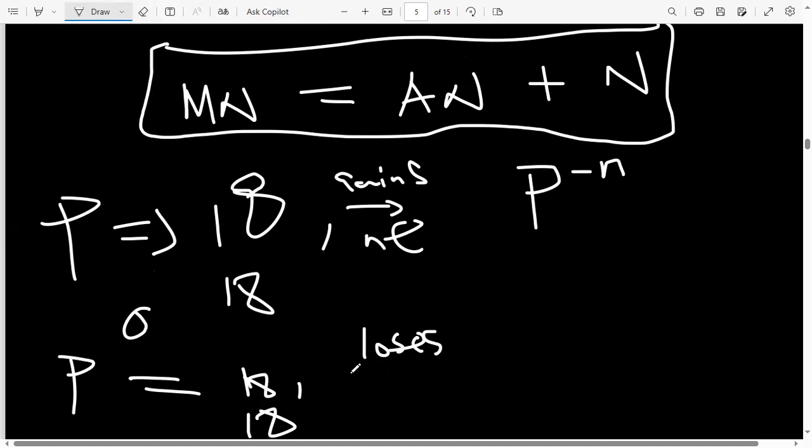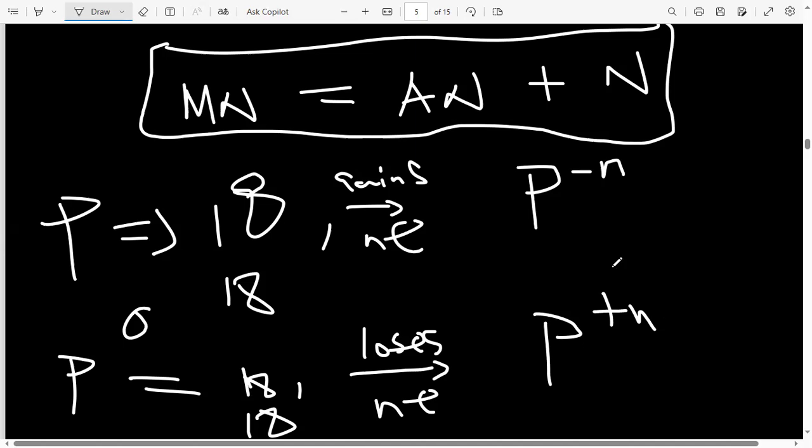And then if this atom has the same 18 electrons and 18 protons, and it loses n electrons, it means you have fewer electrons remaining in that atom, but a lot of protons. So the charge now on this atom will just be positive n. I hope we are understanding.